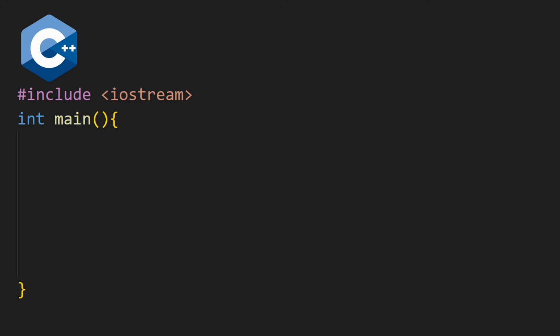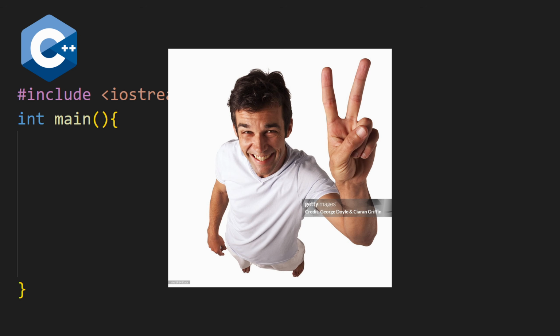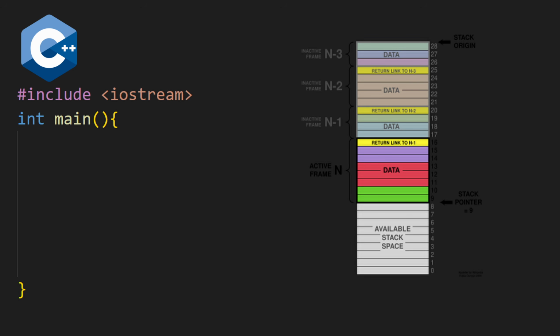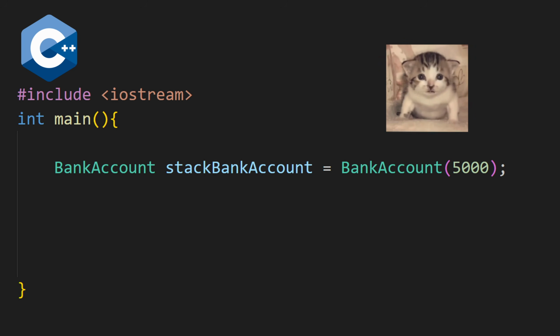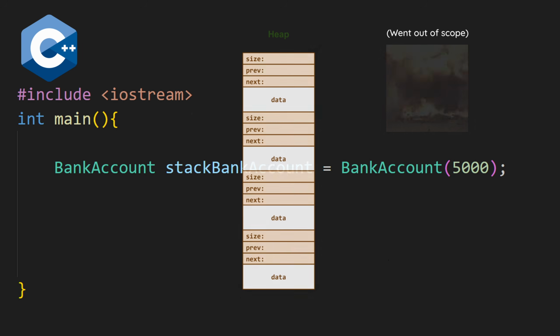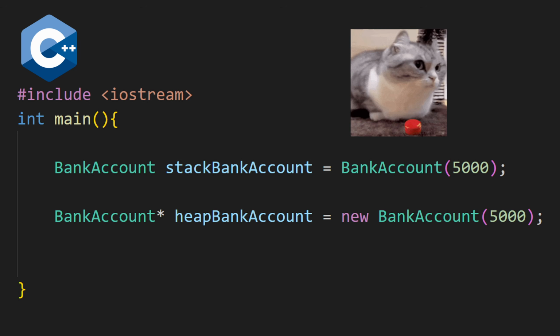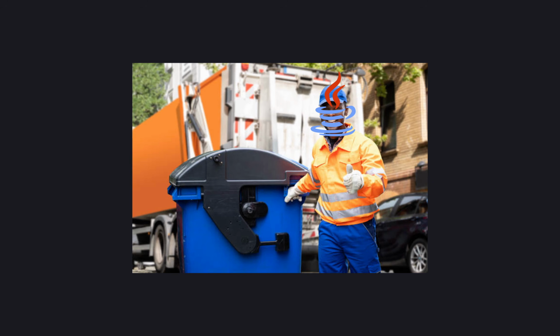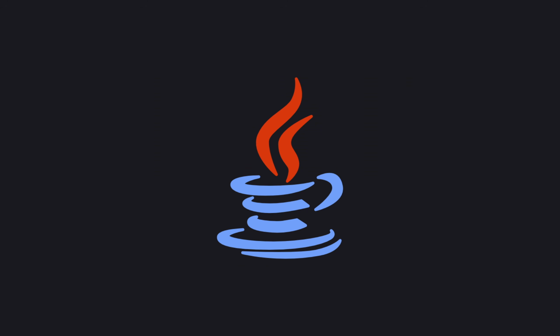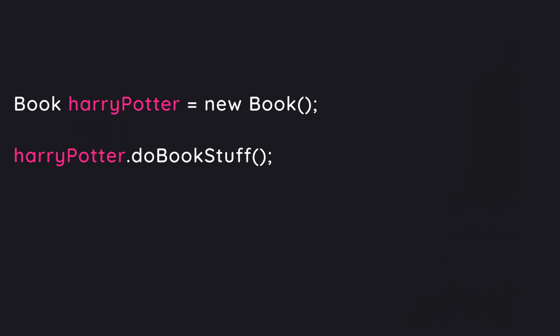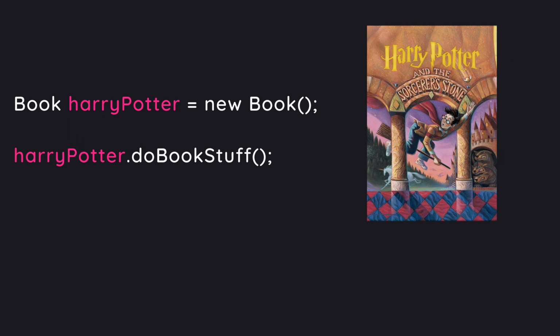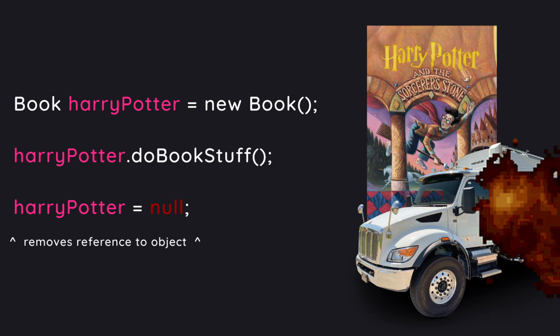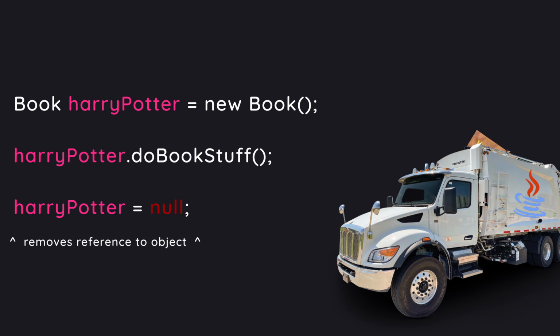Back in main, we have two options for creating a bank account. We can create a stack allocated object like this, which will be automatically destroyed when it goes out of scope, or we could allocate it to the heap like this, in which case we're responsible for freeing it manually later. Speaking of memory, Java handles memory allocation way differently than in C++. Java has built-in garbage collection. This means that if you create an object and that object becomes unreachable in the code, the garbage collector will eventually free it from memory for you.